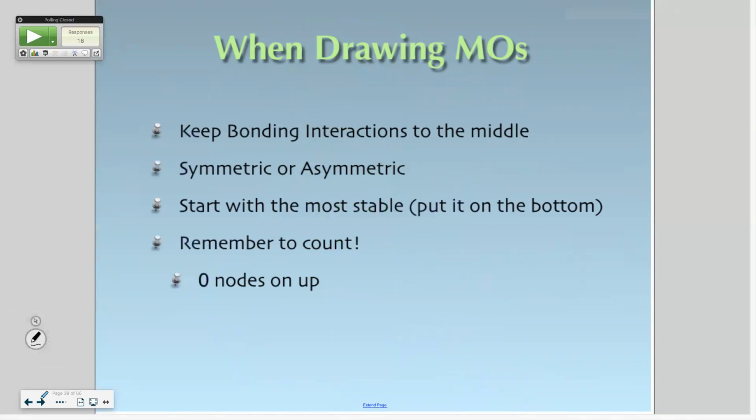Okay, these are the psi designations that you'll see, but you see they don't put the stars. I really like the stars because they tell you that it's anti-bonding. Pretty straightforward. Now, when drawing MOs, keep your bonding interactions to the middle. That's a really good tip to remember. That'll help you with the symmetry rules. There is a term symmetric or asymmetric. Asymmetric has to do with it's exactly the opposite. Start with the most stable, put it on the bottom. Remember to count 0 nodes on up. Go 0, 1, 2, 3.